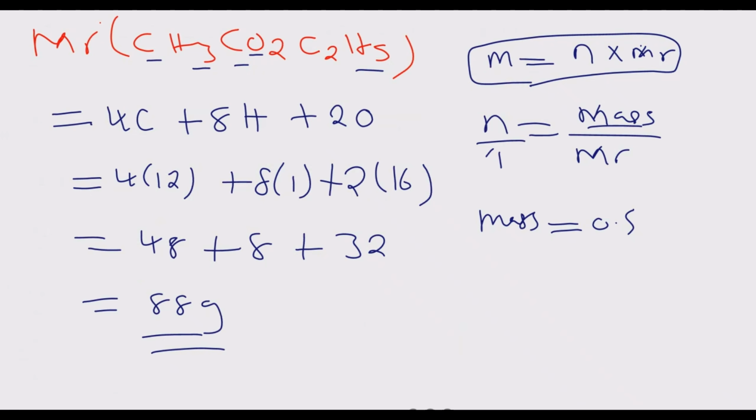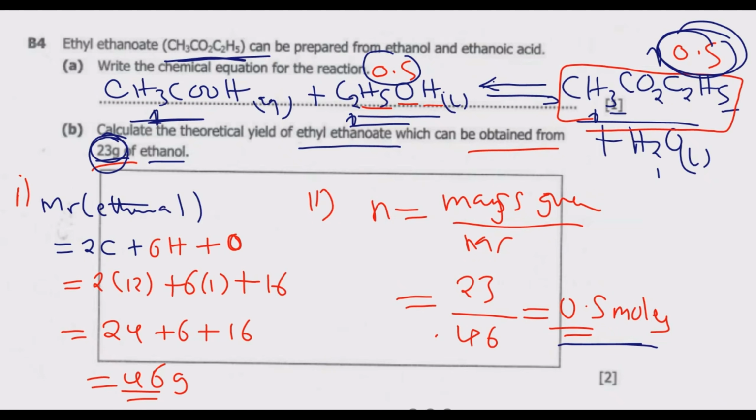Hence, that's where we are multiplying here. Then multiply by this relative molecular mass, which is 88. When we multiply that, we end up with 44 grams. So 44 grams is what is going to be produced. So here the answer in this case is 44 grams.